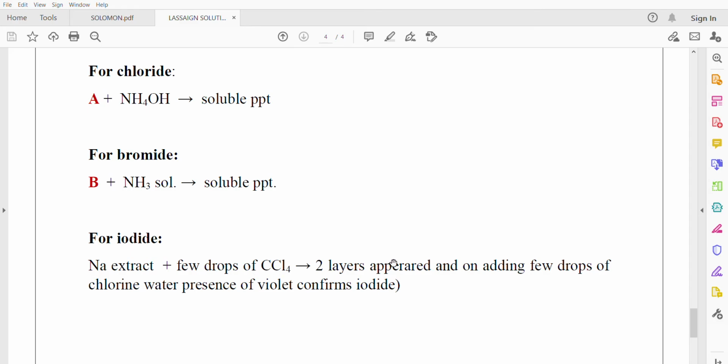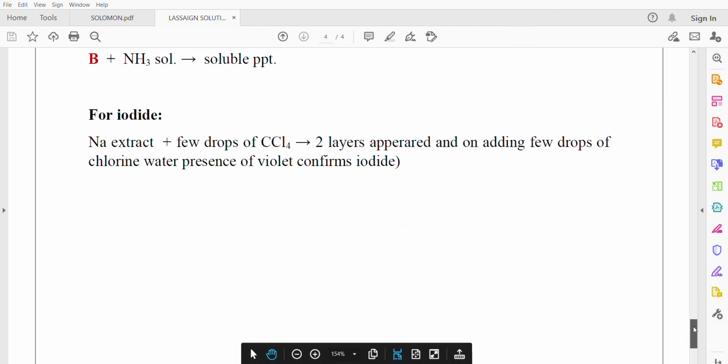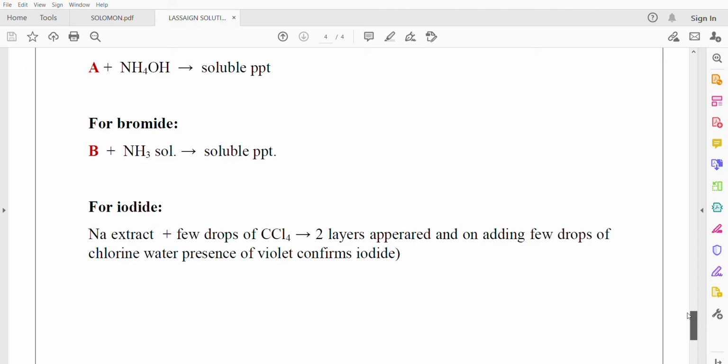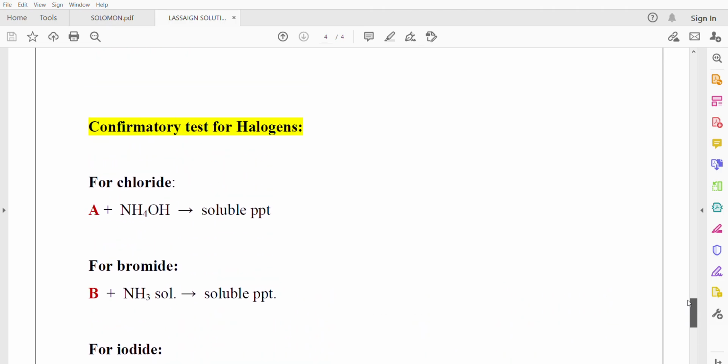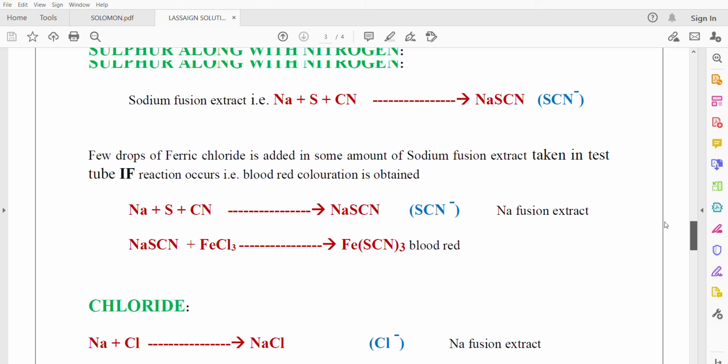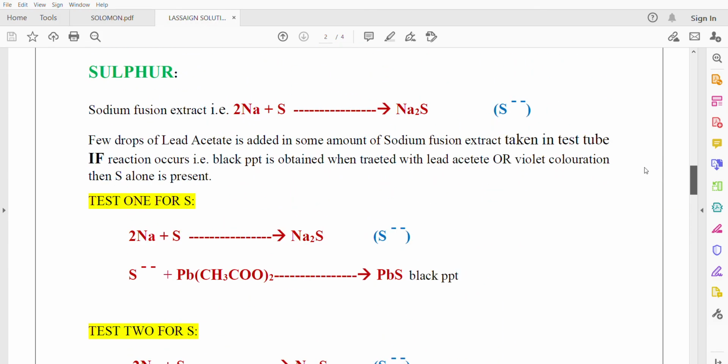two layers will be formed. And if we add chlorine water, we will observe violet coloration. It means that iodide is present in the given organic compound. So kindly make correction here.